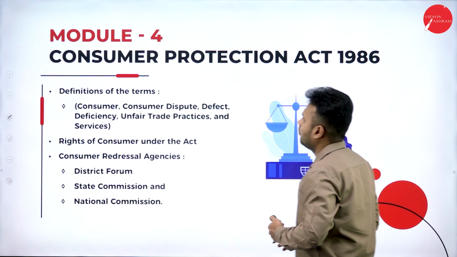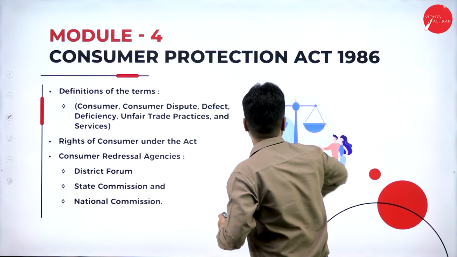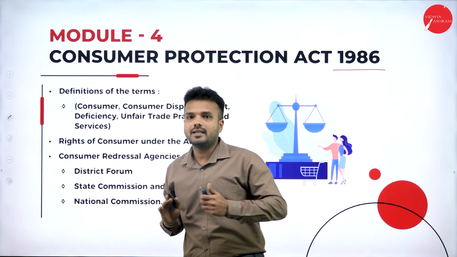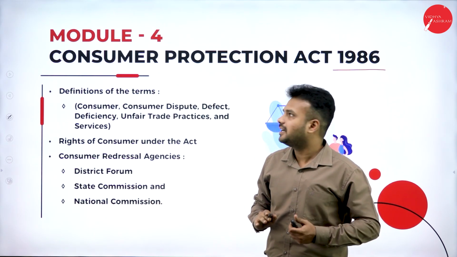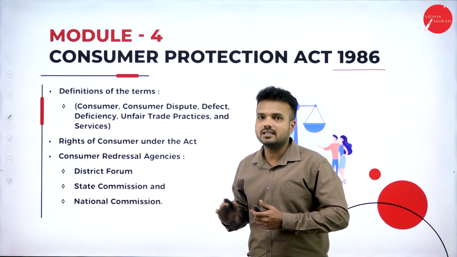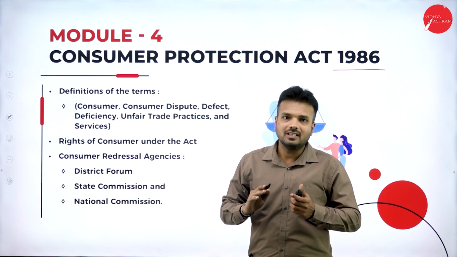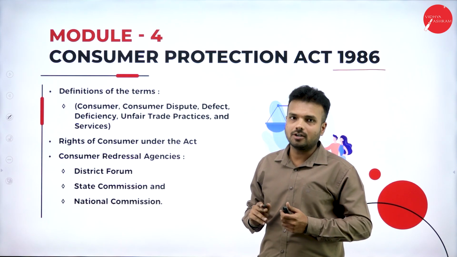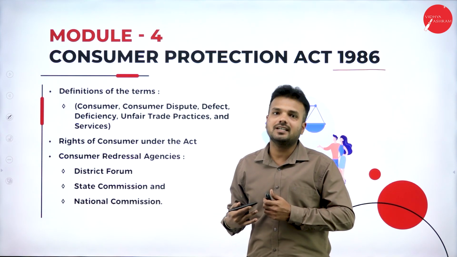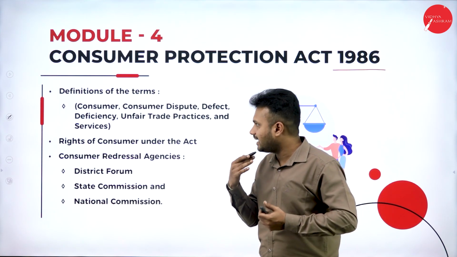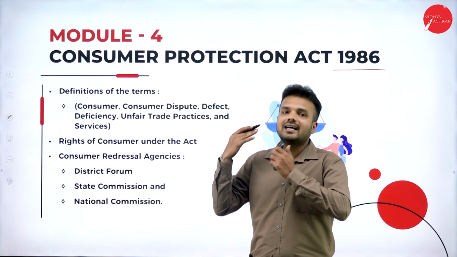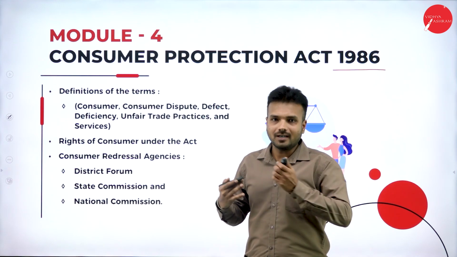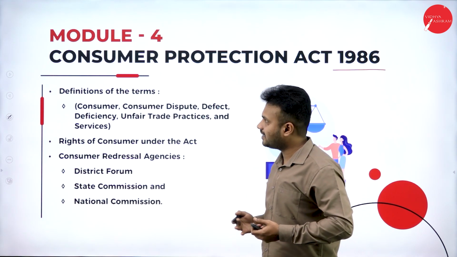And again, Module 4, Consumer Protection Act 1986. It is also an important unit that is included in the syllabus. Here we are going to learn about the consumer protection that is made by the state and central government. Which are all the rules, regulations, and norms that are made by the legislature, and also there are certain consumer protection agencies to safeguard the rights of a consumer, that we are going to learn in this unit.